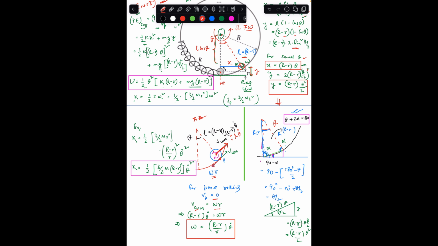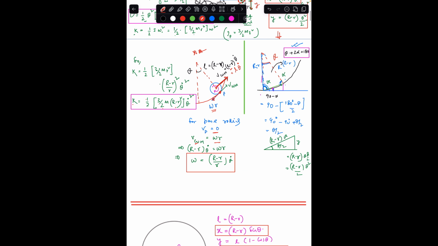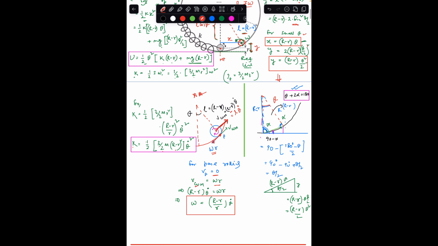We are going to substitute this. So kinetic energy is equal to half times 3 by 2 m into (capital R minus small r) square into theta dot square. Now, what is the observation? Observation is that this plus this, kinetic energy plus potential energy, we got these equations. So the moment we got these equations, we can take the derivative of these equations.